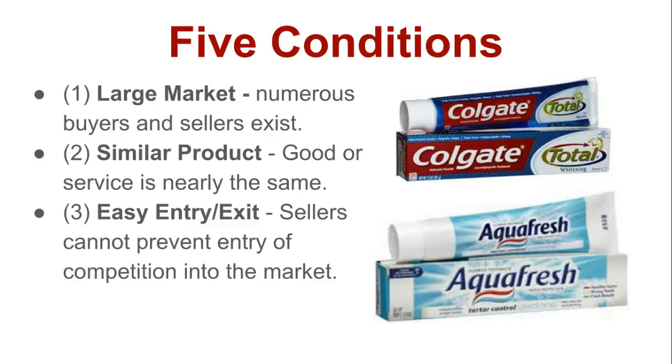Now, there are 5 conditions that need to be in place for us to consider it a perfect competition market. Number 1 is that it has to be a large market. Okay, we have to be talking about lots and lots and lots of buyers and lots and lots and lots of sellers, not just one small product being sold to one small number of people or one big company that sells to everybody. Think about like the cable companies. That's not a perfect competition. This is a huge number of buyers and sellers.